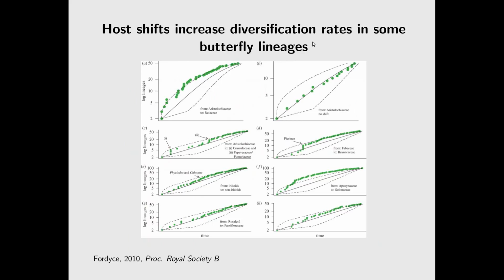So here, you're looking at lineage through time plots for a number of butterfly lineages. I don't really care that you know what any of these are, but each of these panels represents a different group of butterflies. In each of these cases, the results shown are for a group of butterflies that at some point in the past had a major host switch. Now what you see on the x-axis in each case is time, going from the past to the present, and on the y-axis is the number of lineages that existed at that point in time.